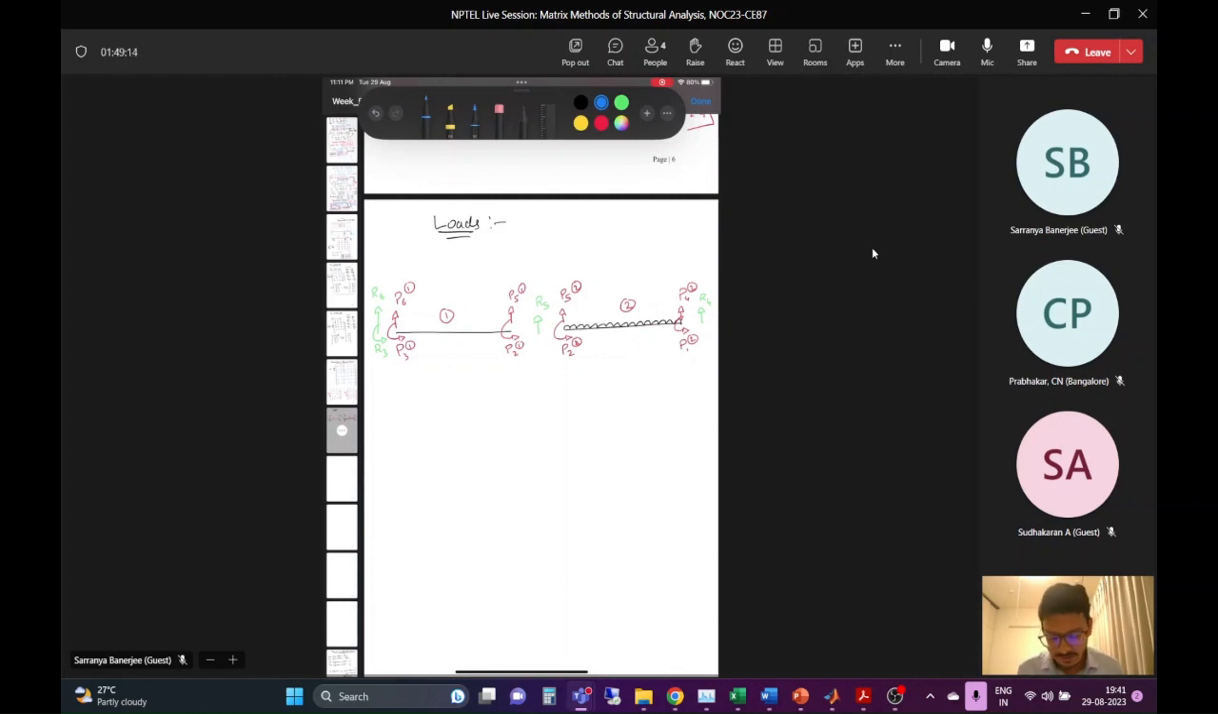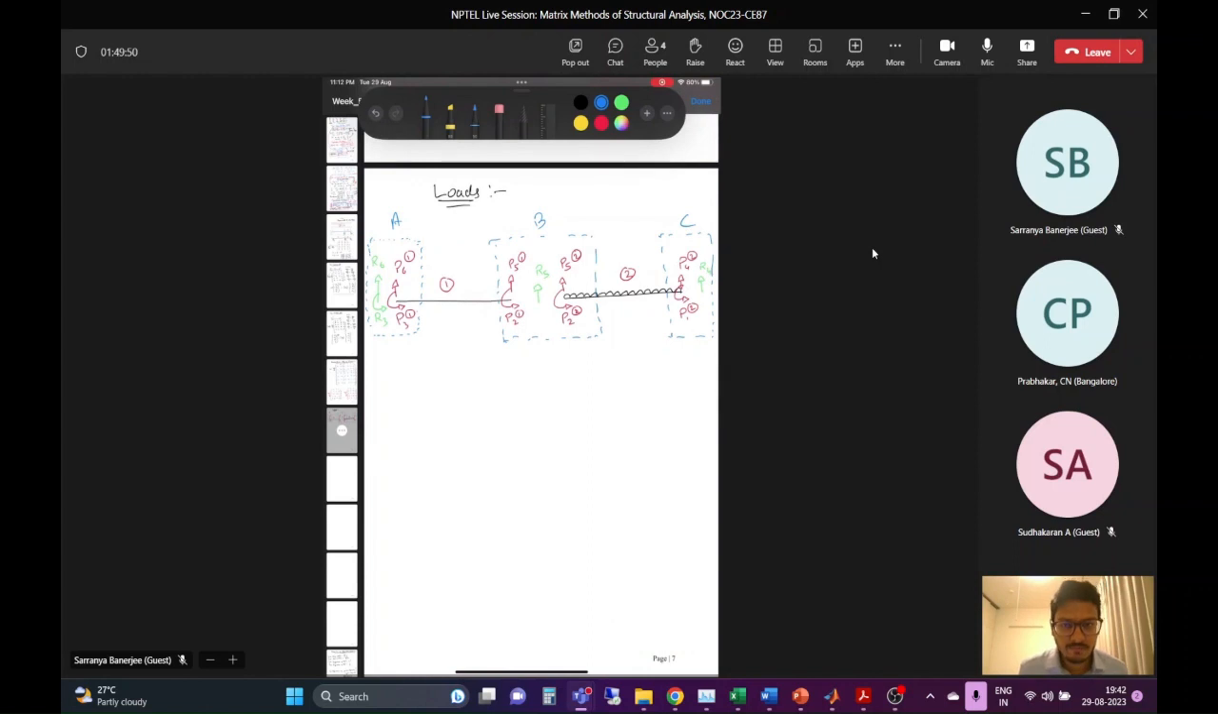Now simply what I would say is, if you just find the equilibrium of, so these are the three joints of the beam, right? These are the three joint positions. This is A, this is B, this is C. Okay.